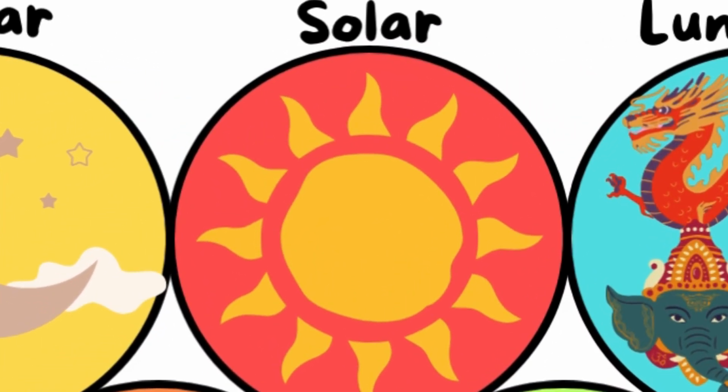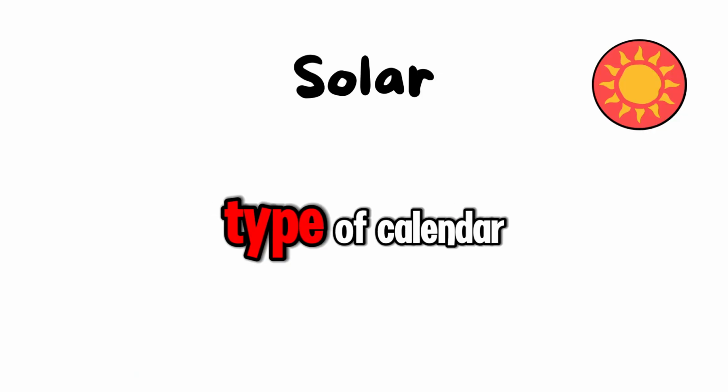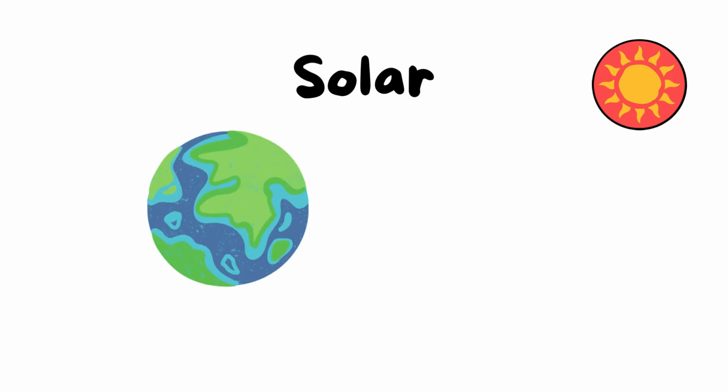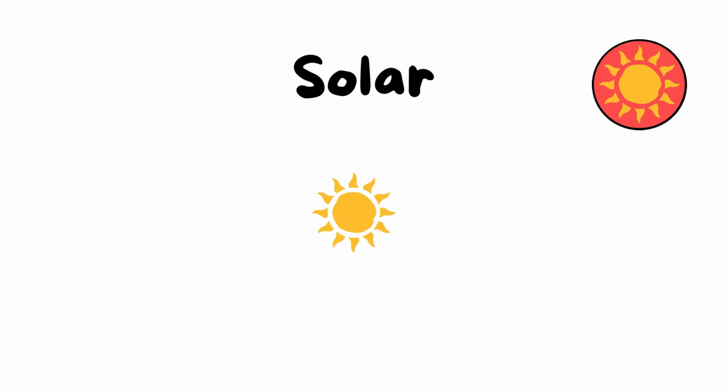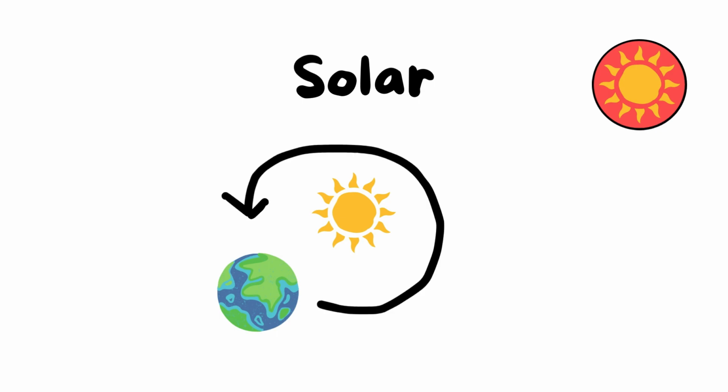Solar calendar. A solar calendar is a type of calendar that is based on the position of the Earth in relation to the Sun. It's designed to maintain the seasonal cycle by aligning the length of its year as closely as possible with the solar year, which is the time it takes for the Earth to complete one orbit around the Sun, approximately 365.25 days.